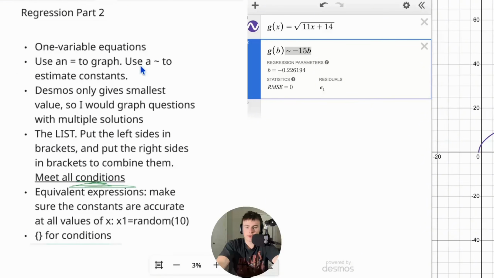Make sure when you're estimating constants, use a tilde, and graph the questions with multiple solutions. You can use a tilde if they're infinite, but you can't use it if it's no solutions. You can only use it on the slopes, because if you have no solutions, that means the slopes are the same, but the whole equations are not.